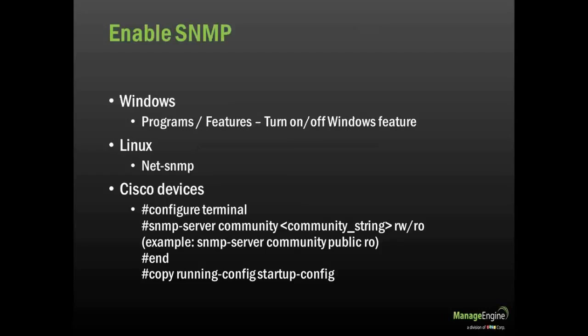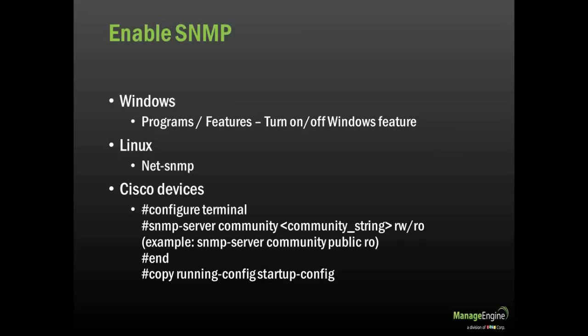Let us quickly see how to enable SNMP on certain devices. On Windows, you have to go to the control panel, select programs and features, and turn Windows features on or off from the left panel. From the list that appears, you have to choose SNMP Network Management Protocol.